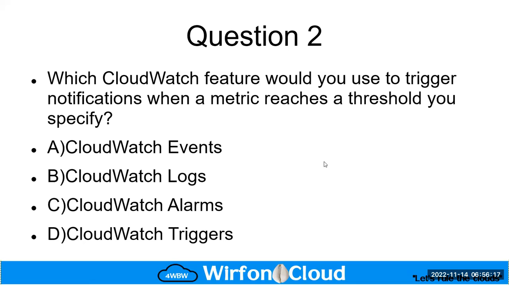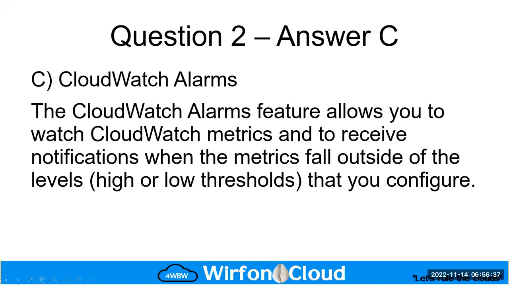Okay, I can see C on the chat. Can see 3 more C's. Good. Yeah, CloudWatch Alarms is the feature that will allow you to watch CloudWatch metrics and to receive notification when the metrics fall outside of the levels that you configured. Yeah, high or low threshold.